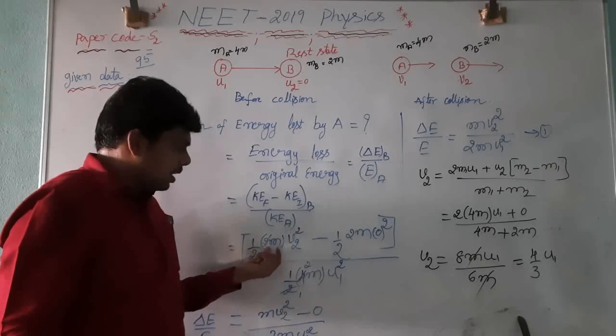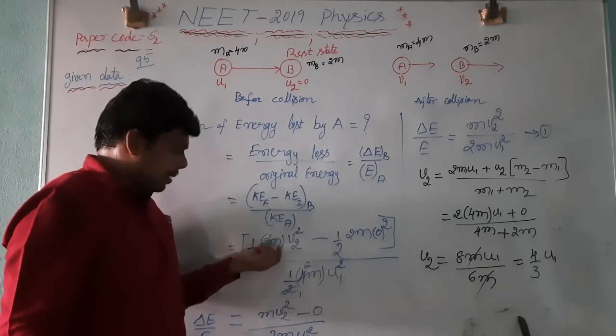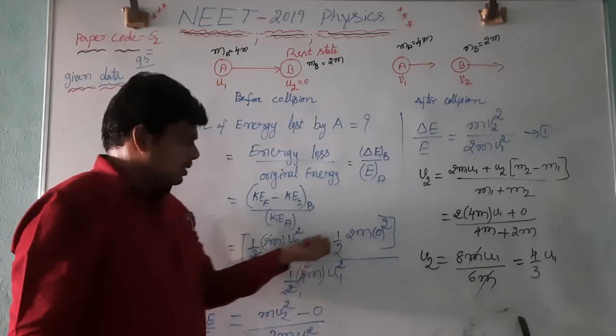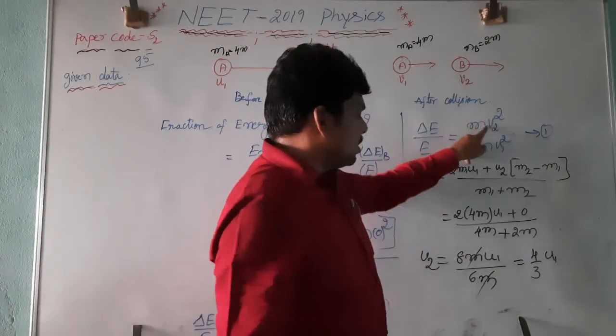Kinetic energy is equal to what? Half m v square. V is velocity, m is nothing but mass. Substitute in place of mass, substitute in place of velocity. We got delta E by E is equal to this equation.